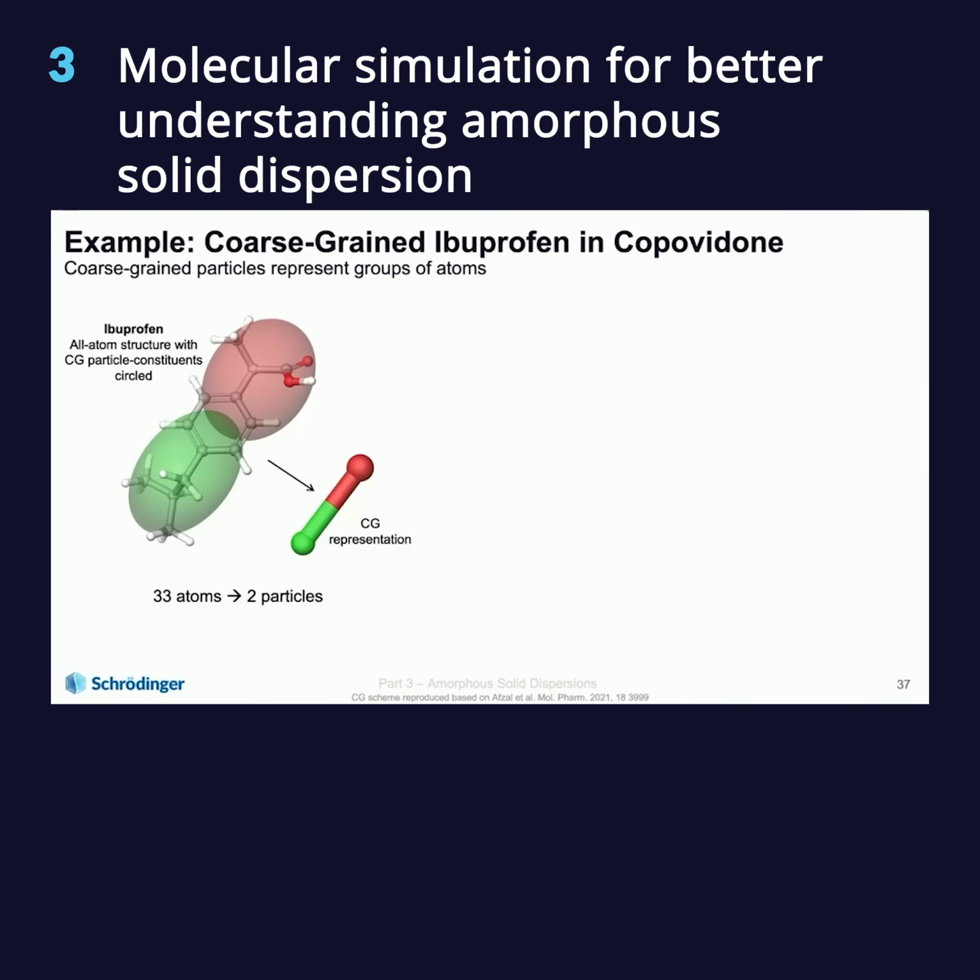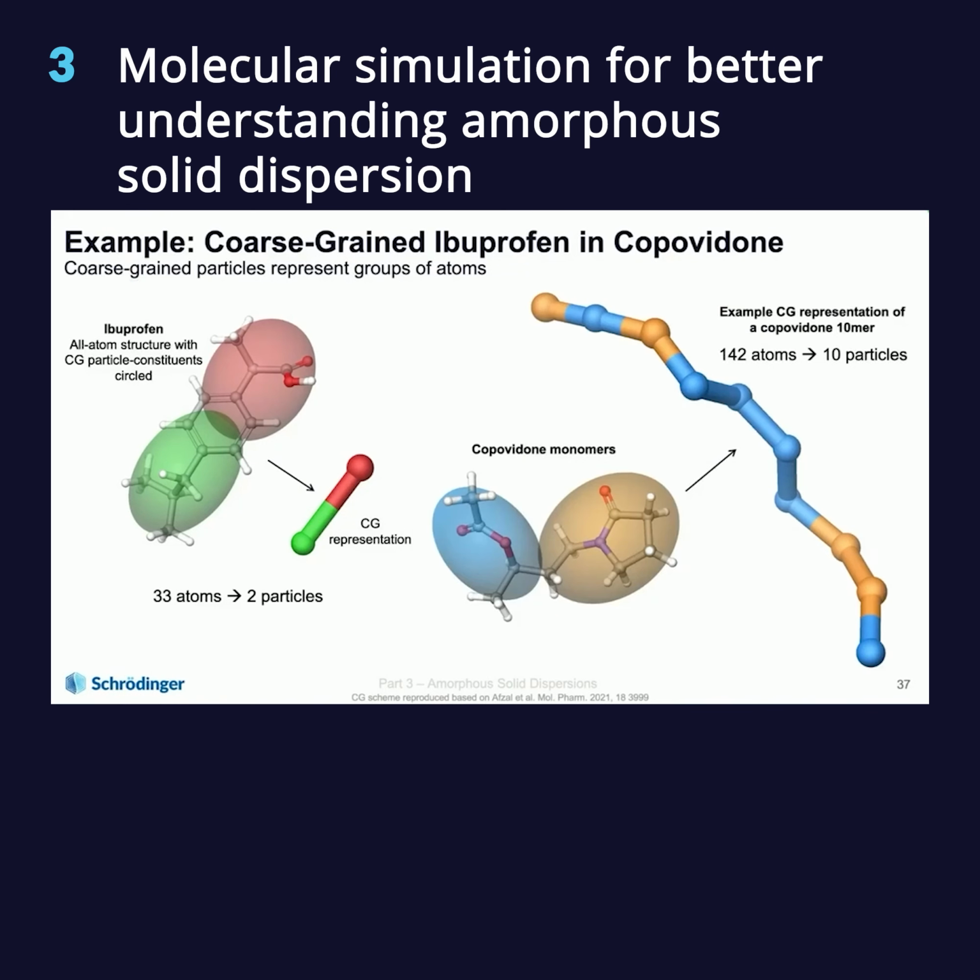So what we're showing here is ibuprofen converted to a coarse-grain representation. The spheres overlapping the atoms in the all-atom ibuprofen structure are used to define the centers of the beads in the coarse-grain representation. And so we actually are able to map 33 total atoms down to just 2 particles. Copovidone, we do something similar for just the monomers, and then we can build polymers from these monomers, and on average, you're reducing it from around 142 atoms to 10 total particles. So a significant reduction in system size, which will come with a commensurate increase in simulation speed.